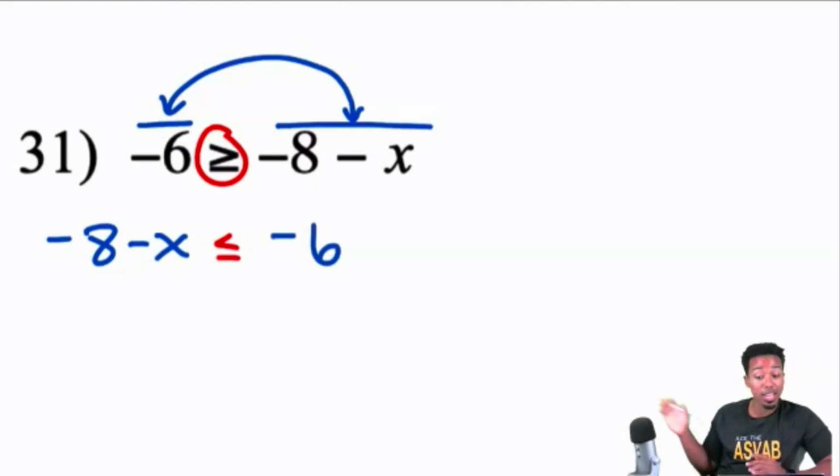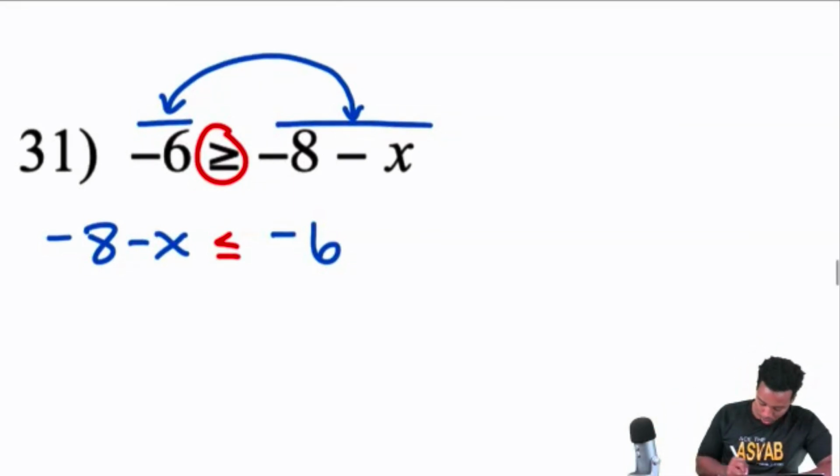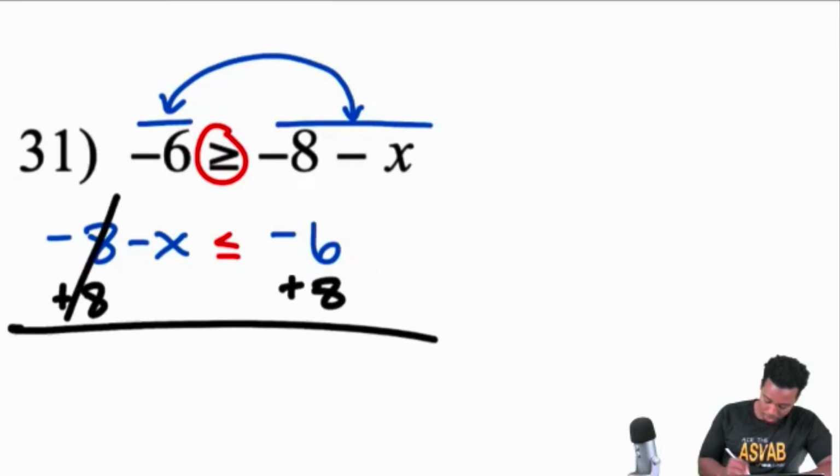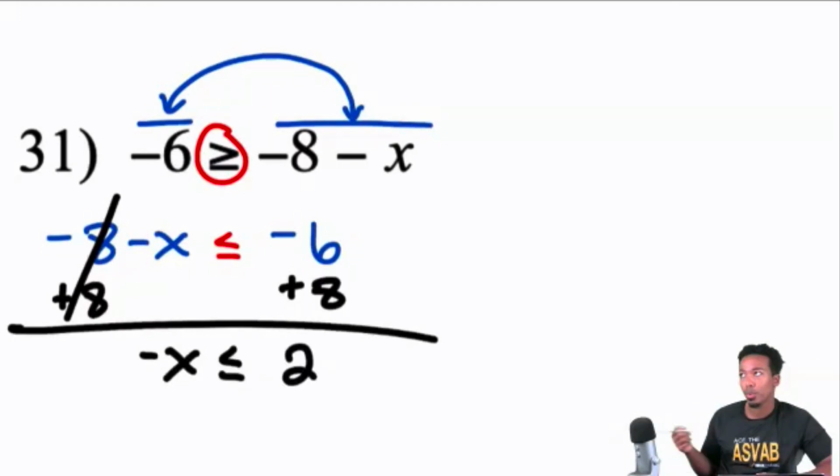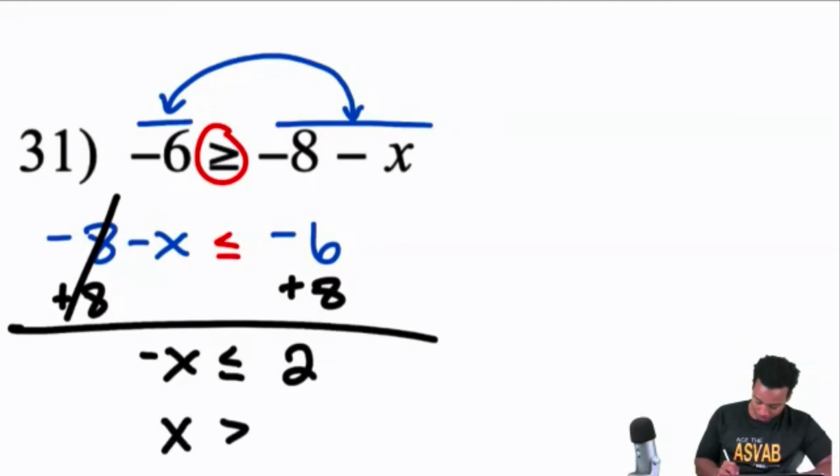So that's what that is here. If you want to swap it out, just flip the symbol. There it is. So here we will add 8, booyah. And from here, we have -x less than or equal to +2. But we have a negative in front of the x, so we're going to solve and flip the symbol again. So with that, we're going to have x greater than or equal to -2.